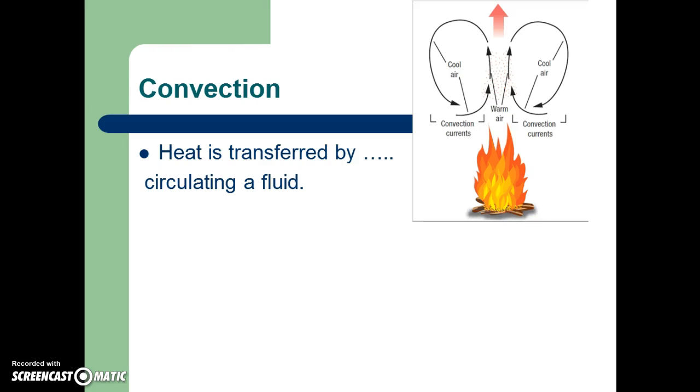Okay, so convection. Heating occurs by circulation of a fluid. So you're taking a fluid and you're making it go round and round and round. Okay, so a fluid can be anything, liquid or gas. It just has to be able to flow.